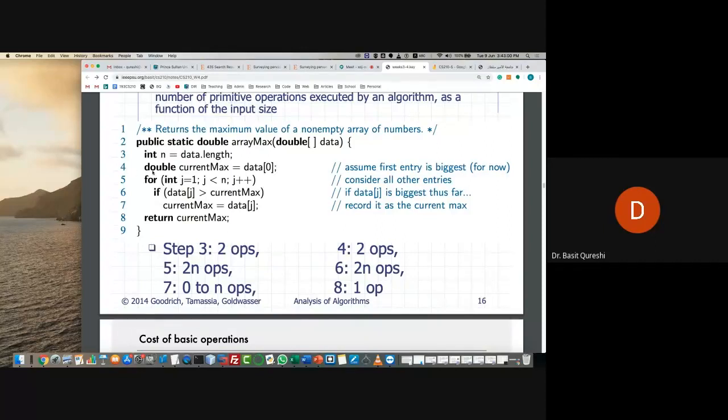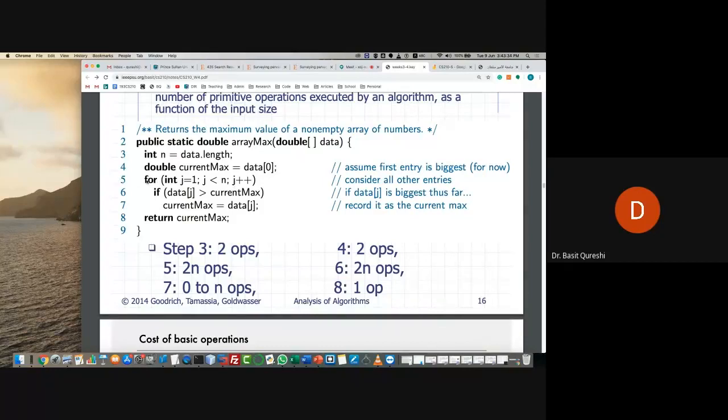Line number 4, we're saying double current max equals data at position 0. So again, double current max, we're defining a new variable, so it's going to be one primitive operation. And then we're saying data 0. Again, go fetch this from the memory. This is going to be one operation. So this is 2 operations again. Okay, so line number 4 is 2 operations. Let's look at line number 5.